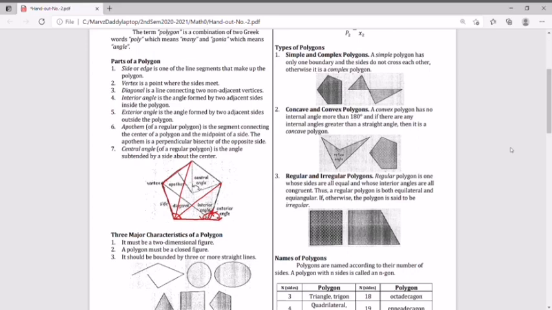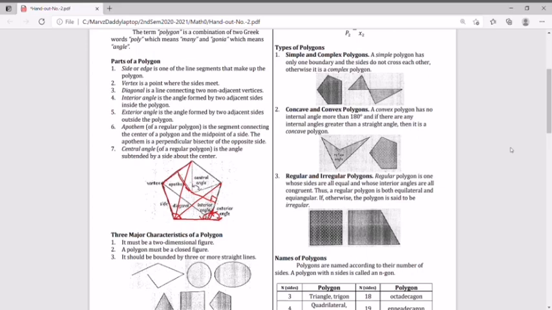Apothem of a regular polygon is the segment connecting the center of a polygon to the midpoint of a side. The apothem is a perpendicular bisector of the opposite side. So if this is the center of this regular polygon, your apothem is a segment from the center to the midpoint of a side. So for example, this is an apothem, this one. Or for this side, we have this apothem. So the apothem is perpendicular to this side.